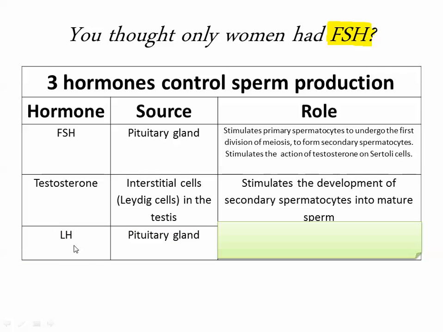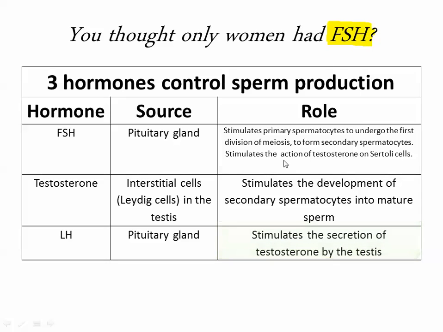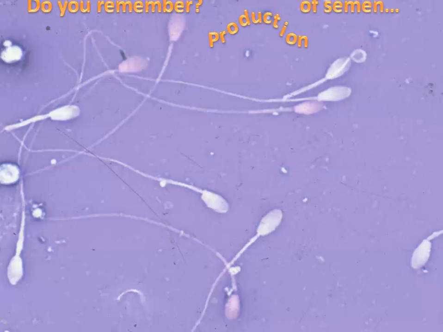LH, luteinizing hormone. In the menstrual cycle in women, this helps to signal for the release of the ovum, for ovulation to actually happen, produced by the pituitary gland. In our case here, it helps to stimulate the secretion of testosterone. And all of these hormones are interacting with each other in different ways. So it's important to understand that these hormones are not exclusive to women. They play roles in men as well too. And so make sure you understand their roles in sperm production as well too.